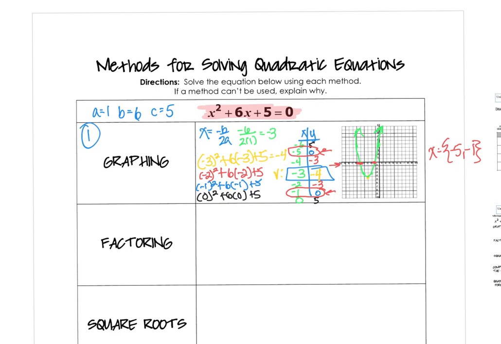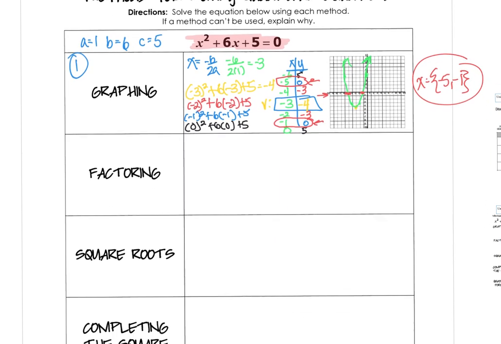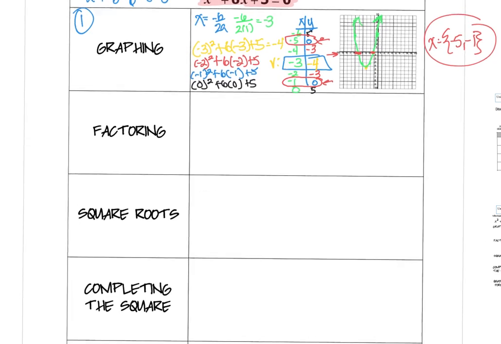Now, because we are solving the same equation over and over again, we already know that the solutions will be -5 and -1. That won't change. We're just going to show how we can get that same solution of -5, -1 using different methods. So the next method that we're going to use is factoring. So I'm going to move this up a little bit.